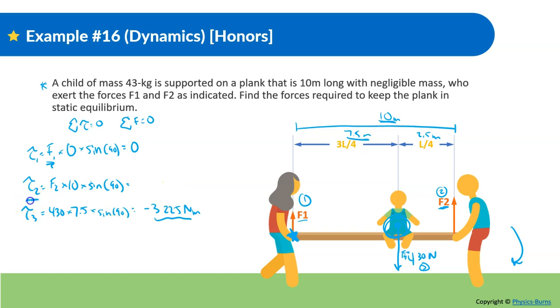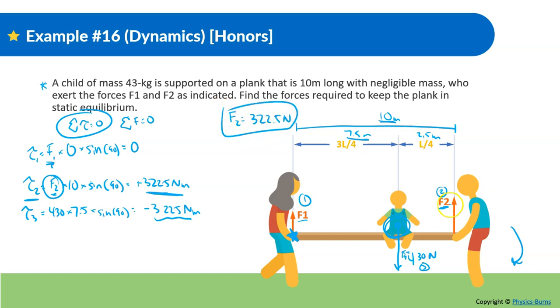So now let's go back to torque number 2. We don't know what F2 is, but something that this is telling us is that this has to be positive 3,225 Newton meter, because the sum of all torques needs to equal 0. And if we know that, we can now find what F2 is equal to. F2 is equal to 3,225 divided by 10, so 322.5 newtons. So that's how much this person here is pulling up on the plank.